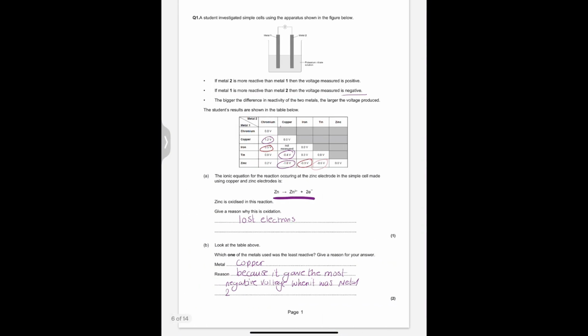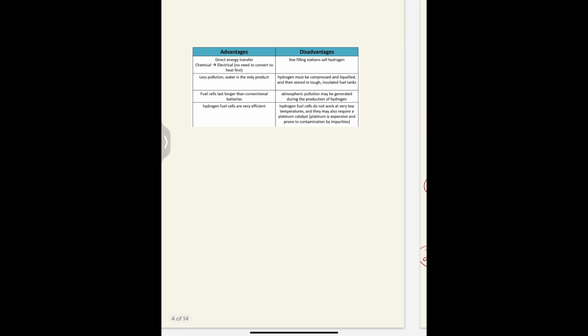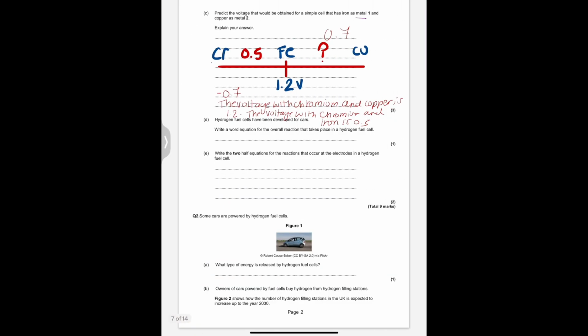But the most common questions that you're going to be asked based on hydrogen fuel cells are half equations. This diagram over here that I've gone through with you. And the rest of these questions, this one asks for it over here: write the word equation for the overall reaction that takes place in a hydrogen fuel cell. That's pretty much what I've just gone through with you. So I'll write it down anyway. It's going to be hydrogen plus oxygen, and it gives you water.